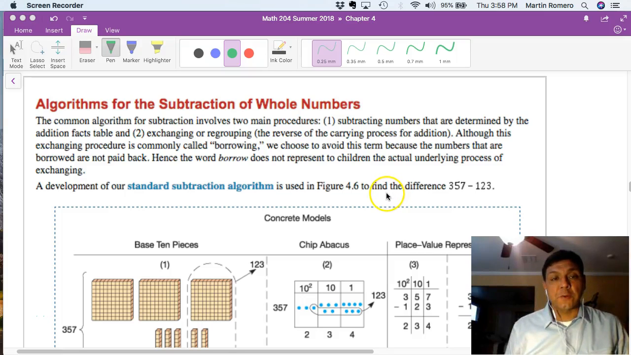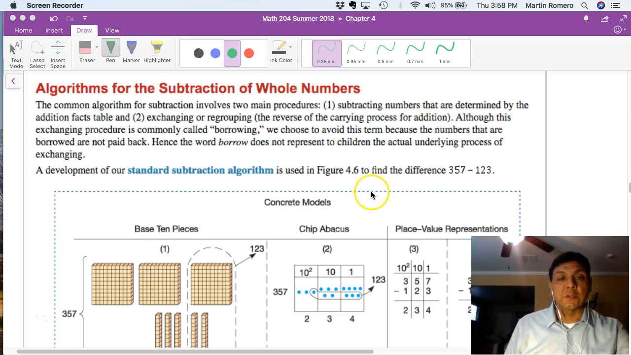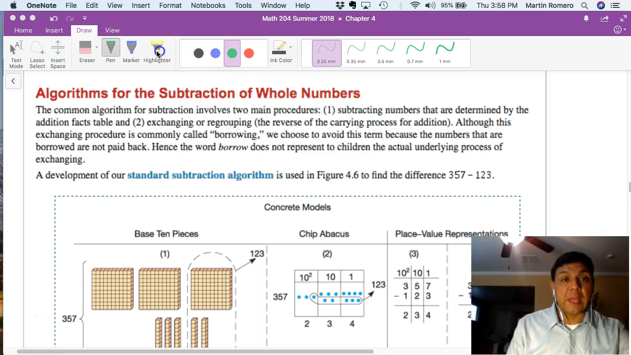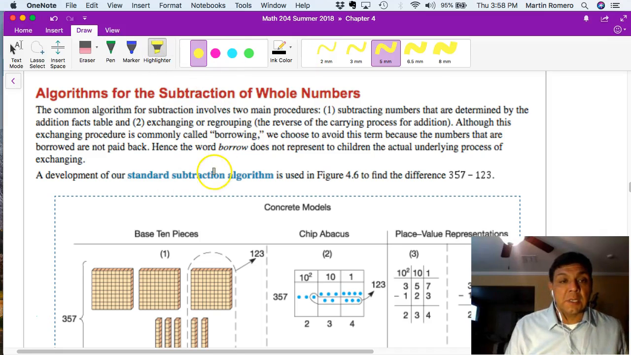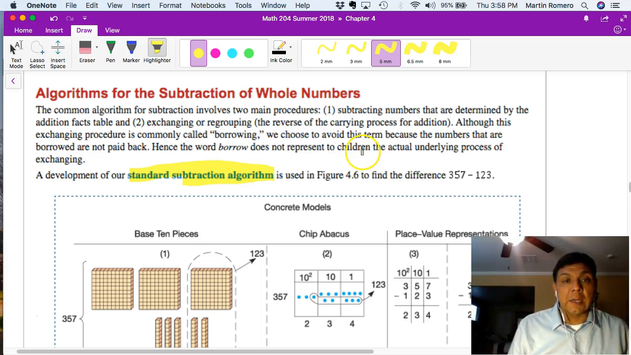This is part two for chapter 4.2 on algorithms. This time it's for subtraction. This is a short video just introducing the standard algorithm for subtraction. And so you can see there's the term right there again, standard algorithm. An algorithm again is a series of steps we use to solve a problem or do some process.